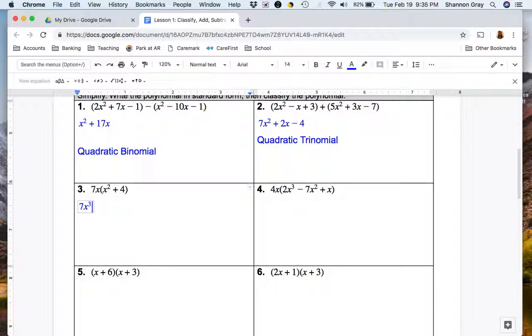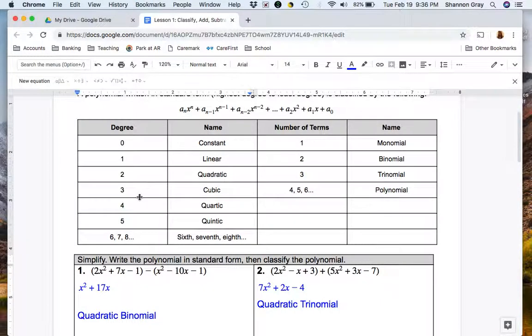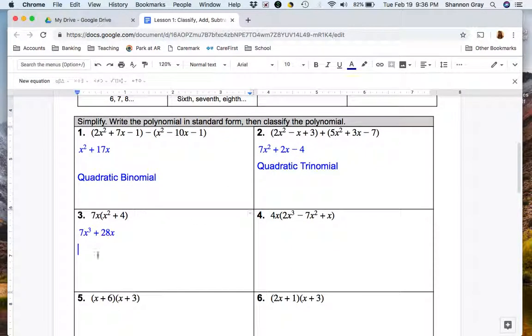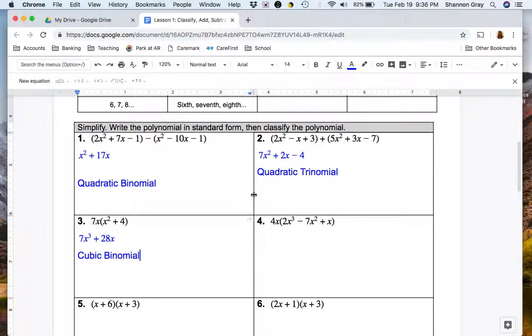And then 7x times 4 is positive 28x. All right, so again, we're going to classify that. The highest exponent I see is 3. So I'm going to go up to my table. If the degree is 3, that's cubic. And that makes sense because if we were going to read that, it would be 7x cubed. So cubic. And then it has 2 terms, so again, that's a binomial.